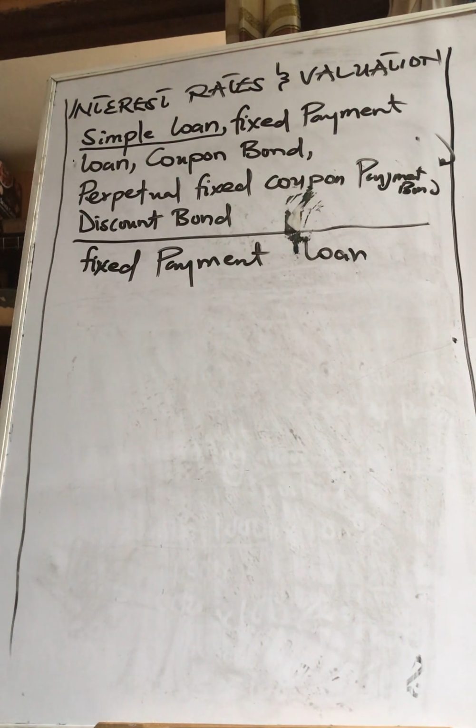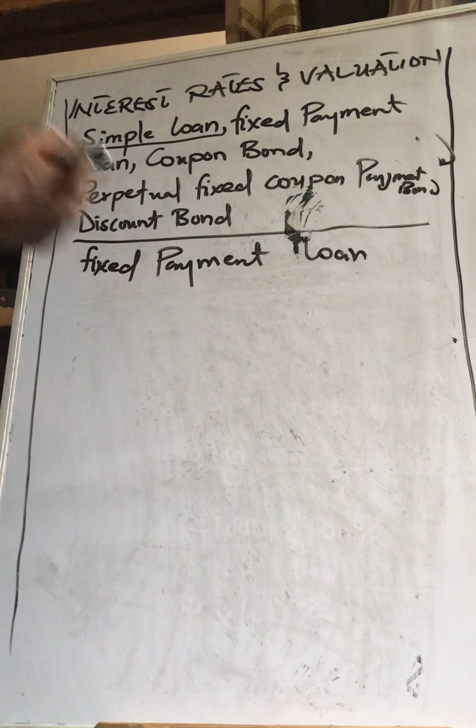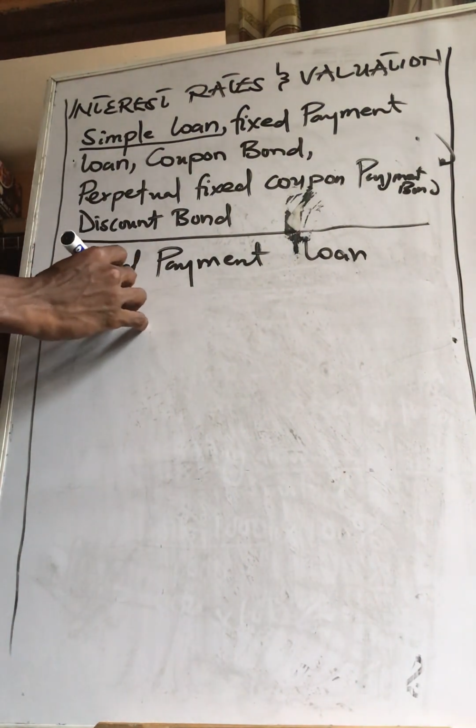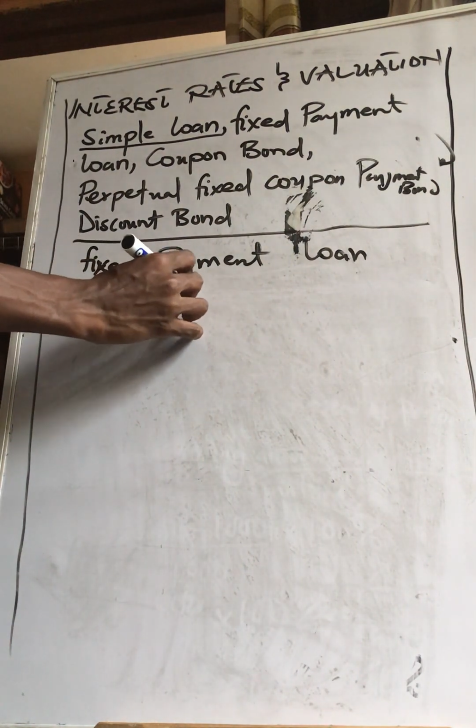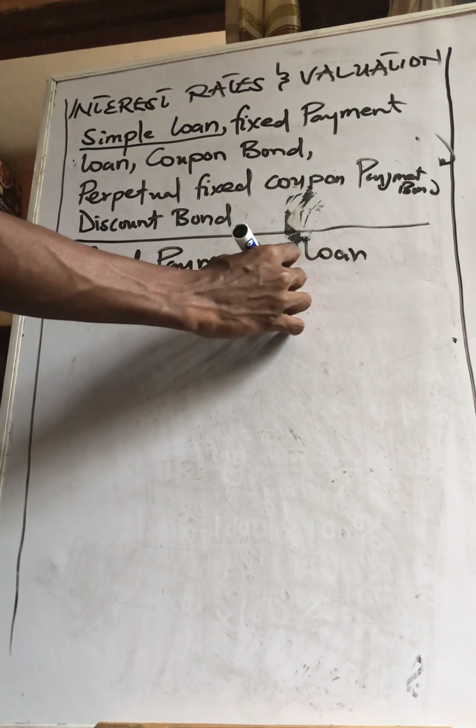and then move on to coupon bond. So let's take an example. Let's say we borrowed a sum of 1,000 Ghana cedis. So the amount borrowed is 1,000 Ghana cedis.